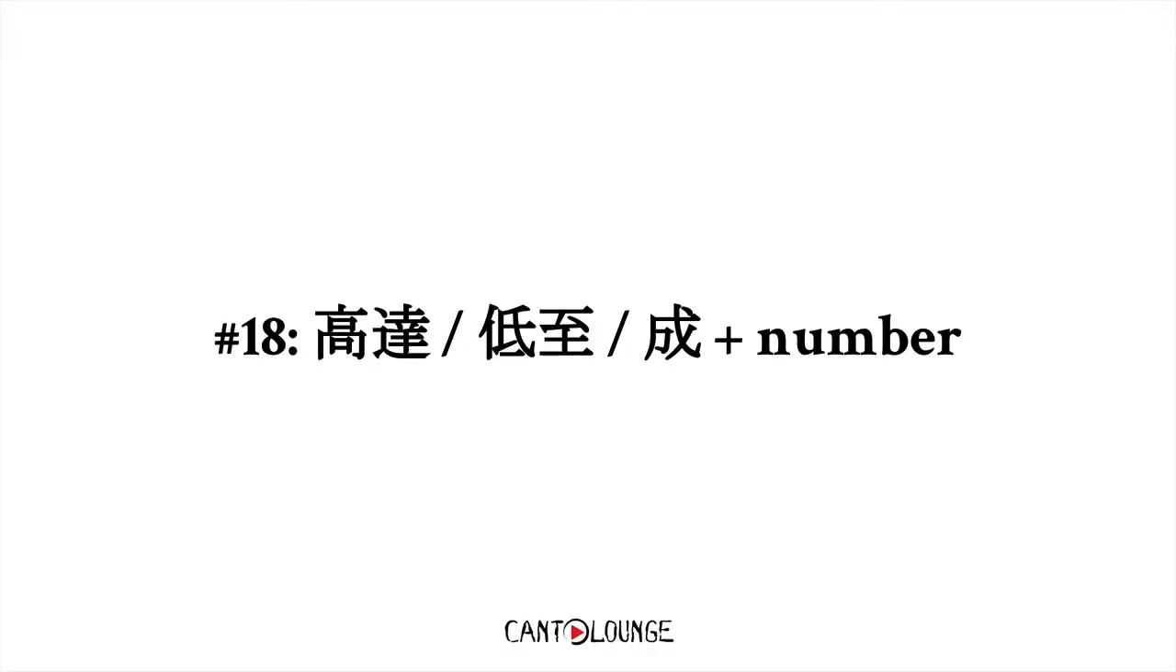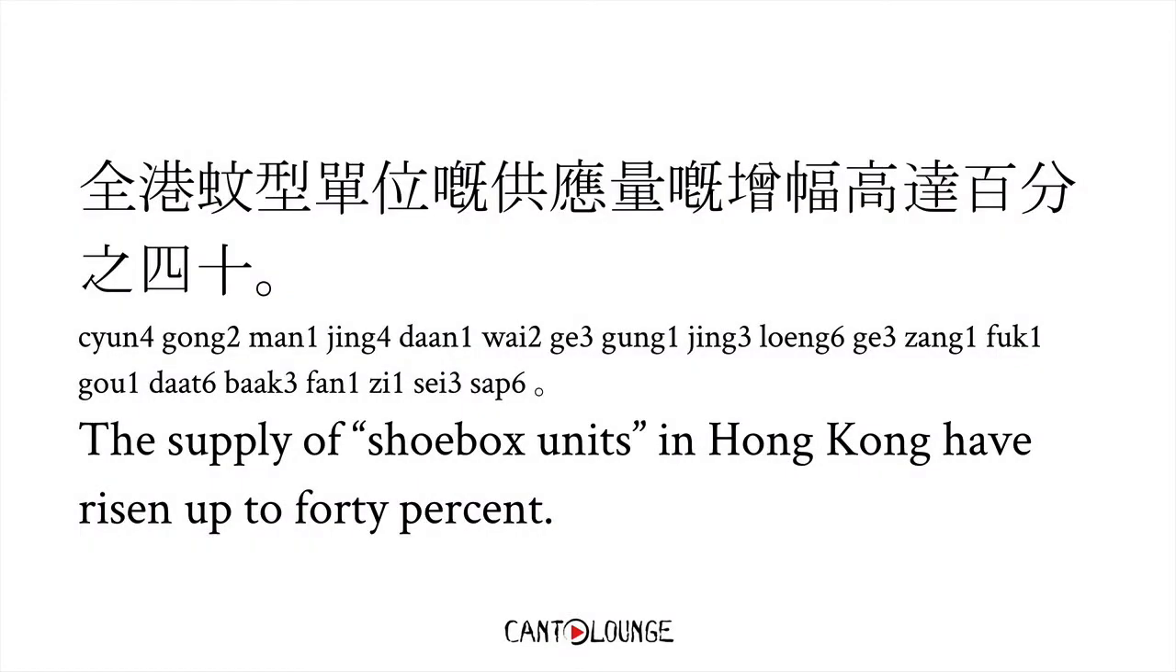And number 18, going back to numbers. So we have 高達, 低至, and 成. 高達 means up to, 低至 means down to, and 成 means up to again. 高達 and 低至 are a little bit more formal. You might hear them in things like news reports. 成 is a little bit more colloquial. You might hear that more in conversations. Okay, so we have an example with 高達 here.